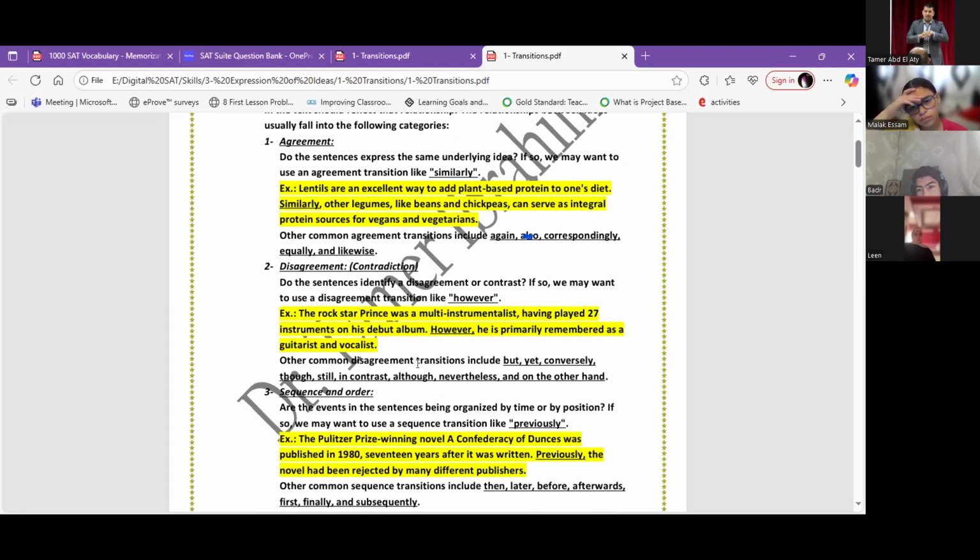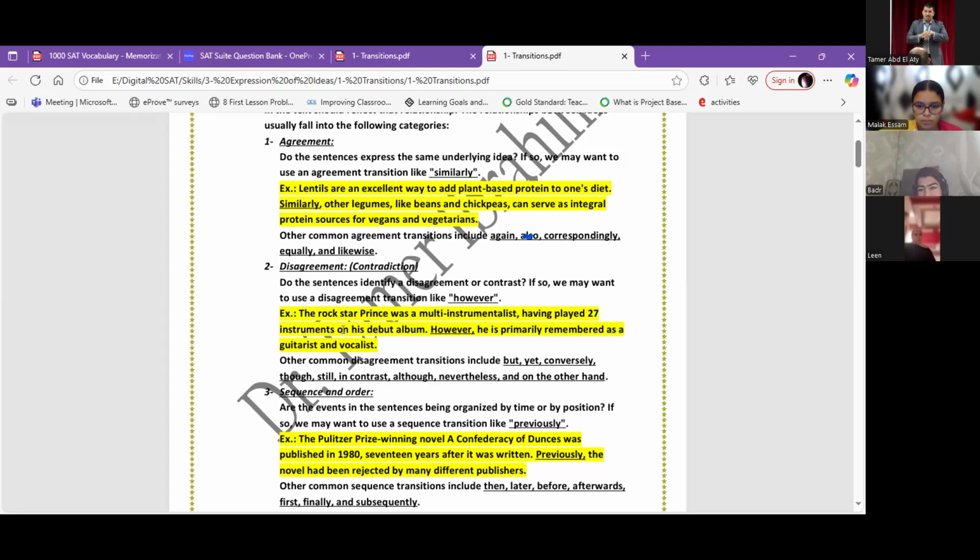Number two, the category after that, is disagreement or contradiction. So what comes after doesn't agree with what comes before. What comes after doesn't agree with what comes before. Like the word however. However, we have other words like but, yet, conversely, though, still, in contrast, although, nevertheless, on the other hand. So if you find these transitions, what comes before doesn't agree with what comes after, or contradicts it.